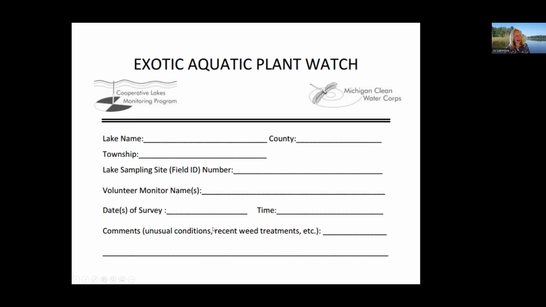An important comment is recent weed treatments. We recommend that if you're going to do these surveys, try and do them before any weed management is happening, because I mean, the weed treatment is supposed to kill the invasive plants, right? So if you go out shortly after that treatment, you may have trouble finding them. So it's most effective if you can learn if any treatment is happening on your lake to try and avoid those dates so you can see the conditions before those treatments happen. So that's important to note.